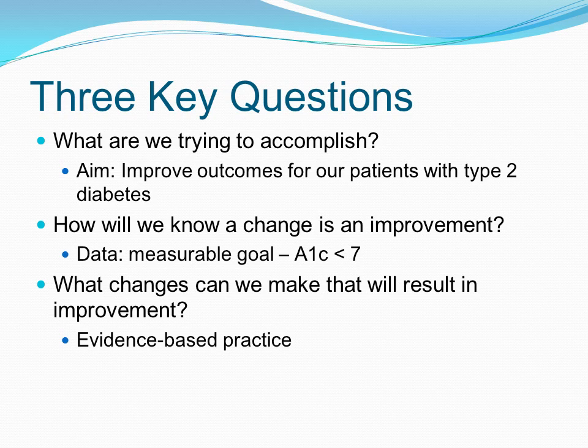The next question is, how will we know that a change that we've made is an improvement? And so here's where we need data. We need a measurable goal. So how do you know that the outcomes of your patients with type 2 diabetes are better? Well, maybe their A1Cs are down. And how do we know that's an improvement? Because of national guidelines and benchmarking.